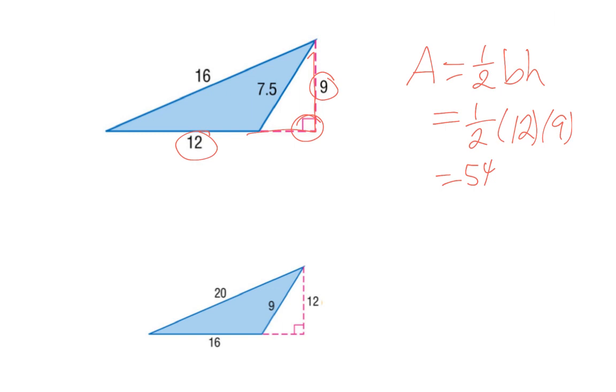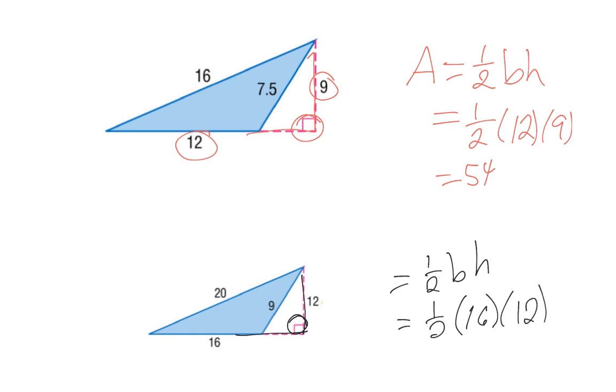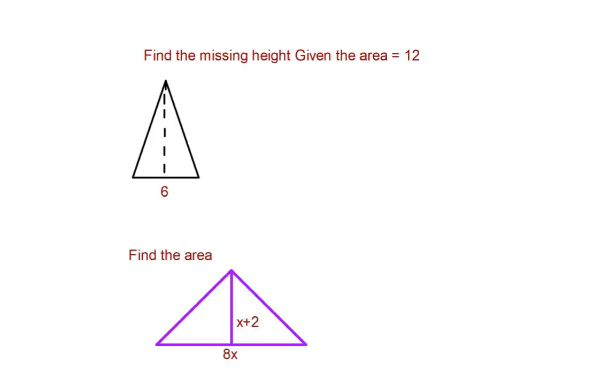And then again down here on the bottom, it's a triangle. So it's 1/2 base times height. 1/2, we're looking for that right angle. I know those are the two sides I want. So I have 16 times 12, which equals 96.